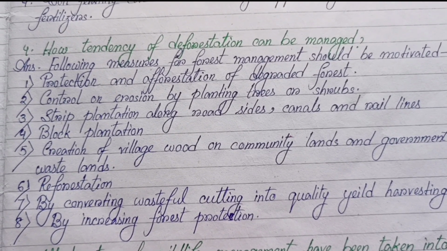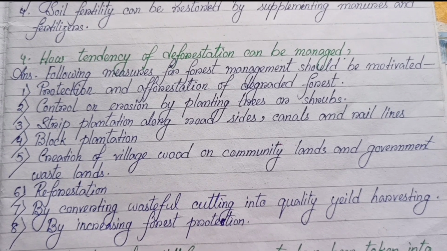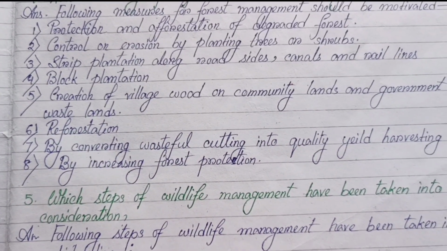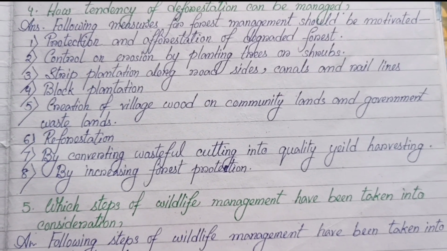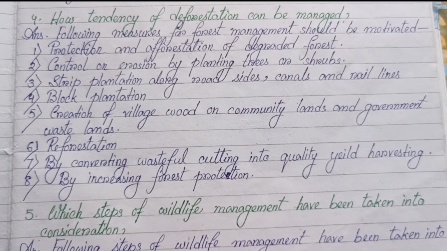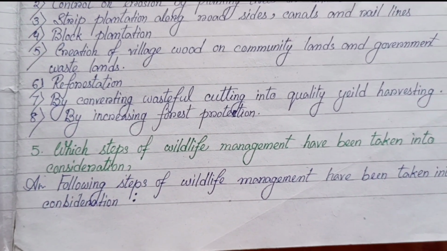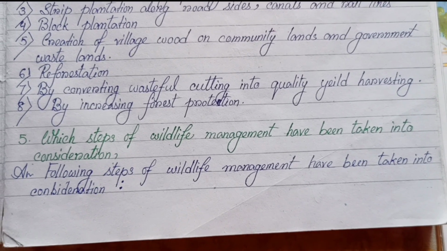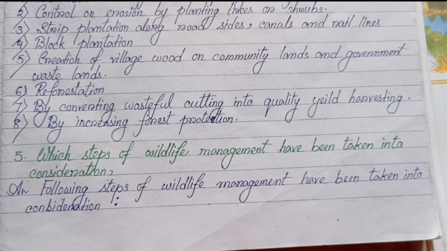Number 5, creation of village woodlots on community lands and government waste lands. Number 6, reforestation. Number 7, by converting wasteful cutting into quality yield harvesting. Number 8, by increasing forest protection. Next, question number 5, which steps of wildlife management have been taken into consideration?